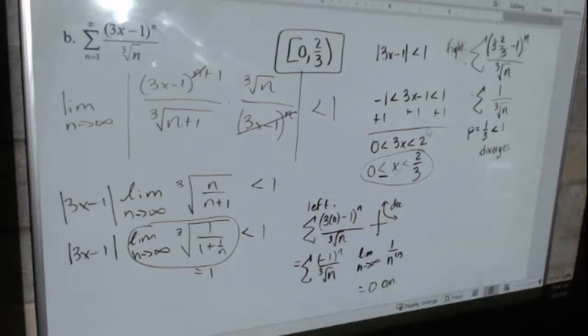So the left endpoint here was alternating, so yeah, we did need to take the limit. But the right side was a p-series, so all we had to do was just say it's a p-series and determine if it converged or diverged. Yes, that interval that I gave there is the final answer.